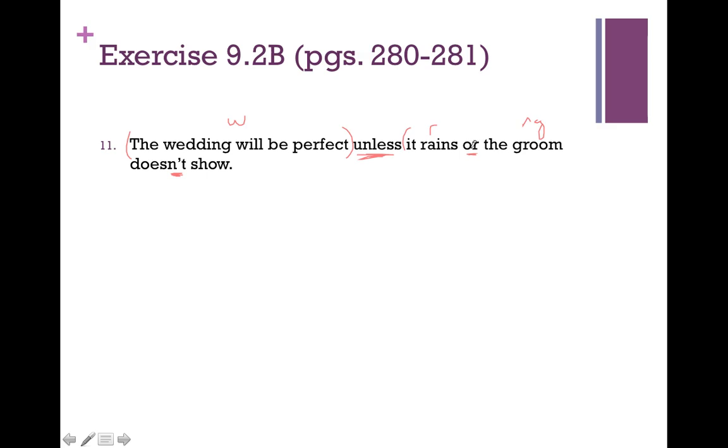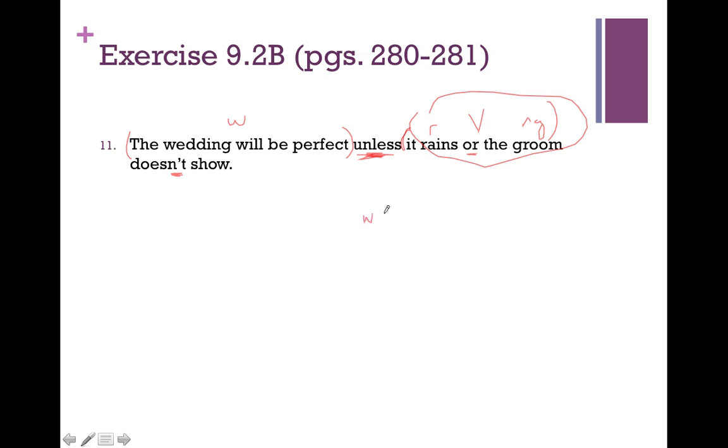Now, notice here that we have an or. Rains or the groom doesn't show. So we're going to say it like this. And I hope you can see that what we have going on here is we have this unless, which represents an if-then statement. And what we have is the antecedent and the consequent, and we have this whole part right here, the wedding will be perfect. I'm not going to answer it for you right now, but that entire thing is either the antecedent or the consequent. And then R or not G, that is itself also a compound proposition, and it is either the antecedent or the consequent.